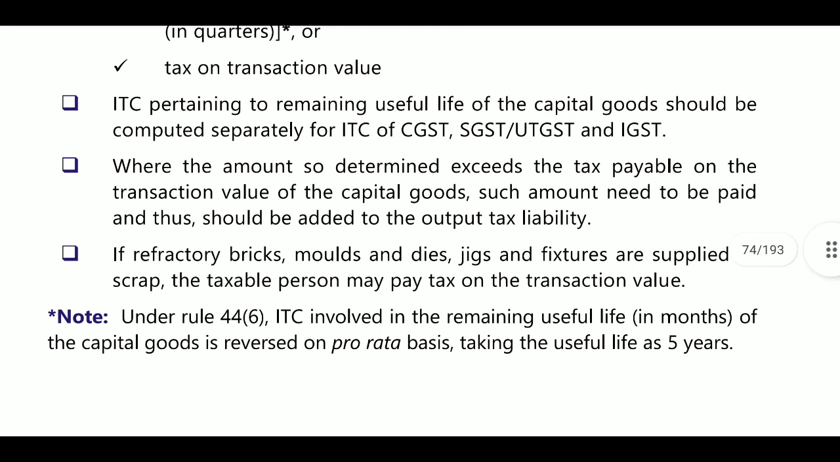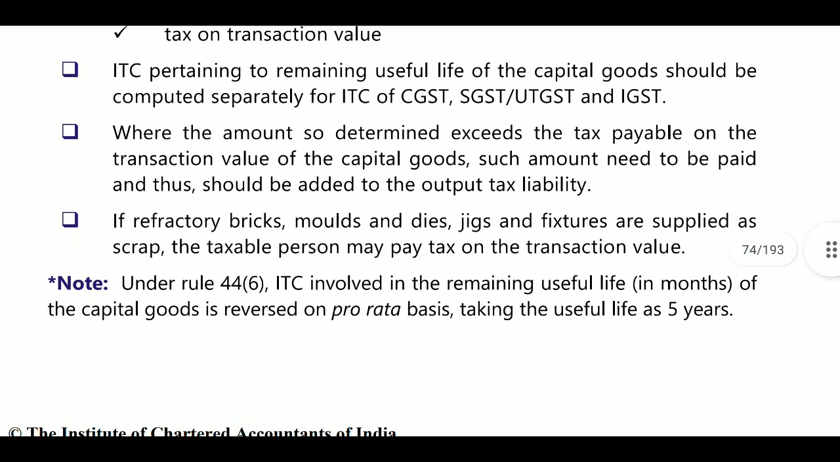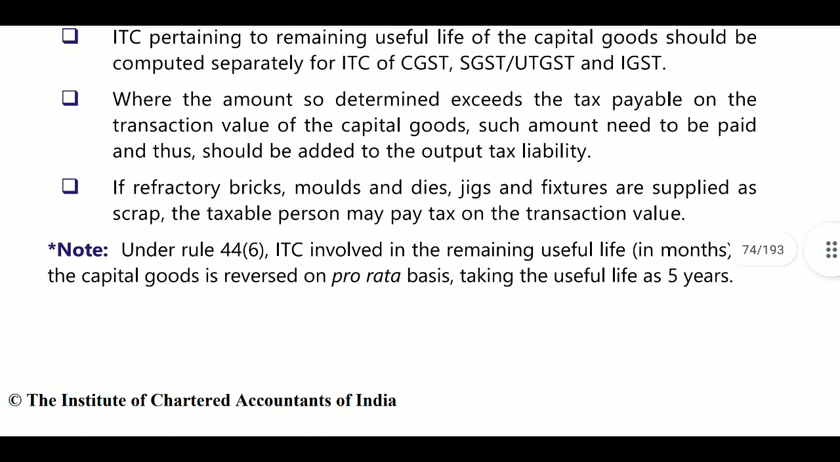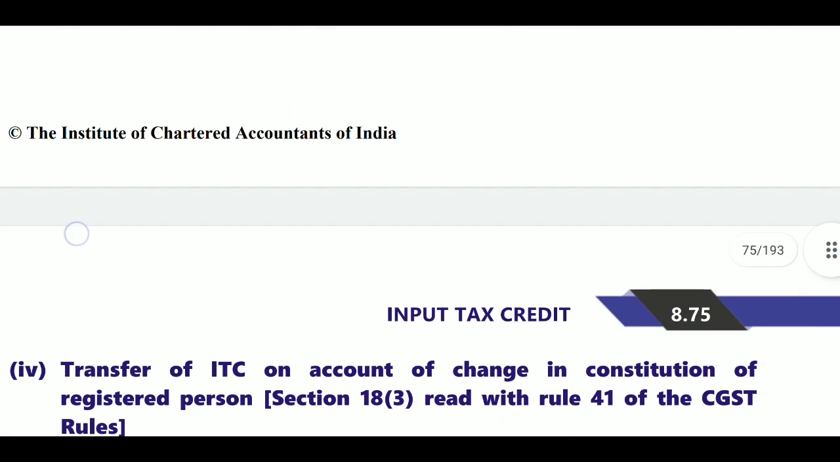Next, if refractory bricks, moulds or dies, jigs or fixtures are supplied as scrap, the taxable person may pay tax on the transaction value. Here there is no option: you must pay the tax on the transaction value, meaning whatever amount you are collecting, that amount will be taxable. In rule 46, ITC involved in the remaining life of the capital goods is reversed on a pro rata basis, taking useful life as 5 years.